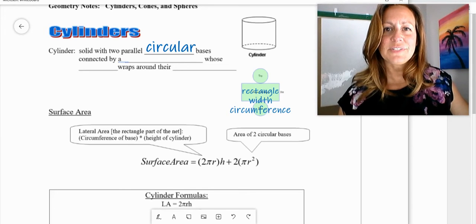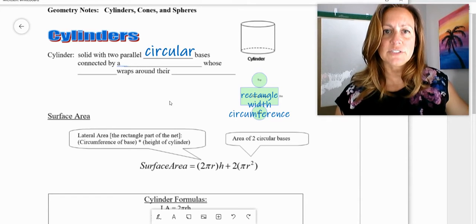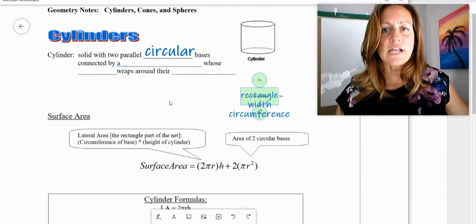Hi, geometry students. Today we are going to be talking about cylinders, cones, and spheres. These are solids that are not polyhedra because they don't have every face a flat polygon, but they are solids. They are enclosing a region of space, and they do have some curved surfaces. That's what these all have in common.